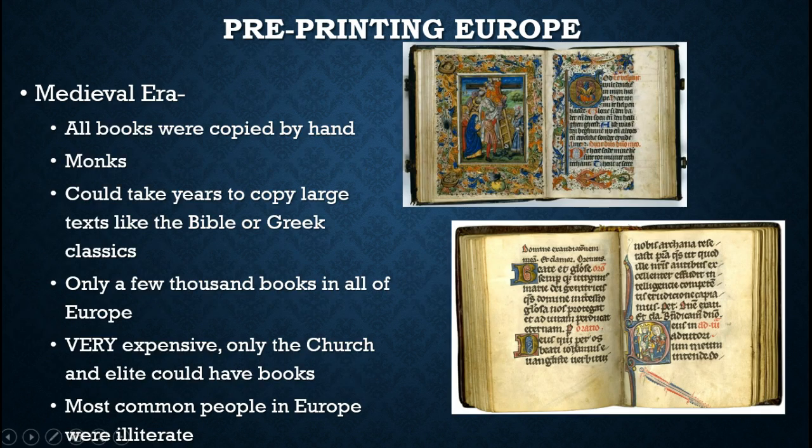In the medieval era, all books were painstakingly copied by hand, usually by monks. It could take years to complete one copy of a large text like the Bible or Greek classics. During the entire Middle Ages, almost 1,000 years, it is estimated by historians that only a few thousand books existed in all of Europe. Books were tremendously expensive and could only be afforded by the church or the incredibly wealthy elite. Due to the lack of books, and especially the fact that nothing in the Middle Ages was written in the vernacular or common language, most people in Europe were illiterate.